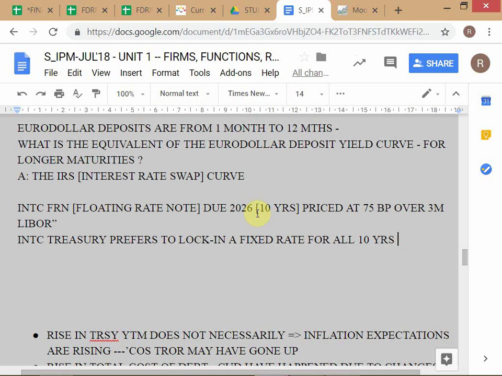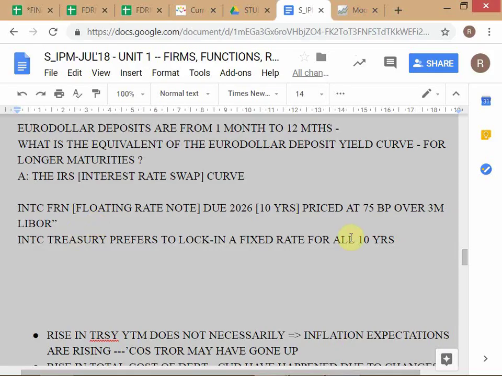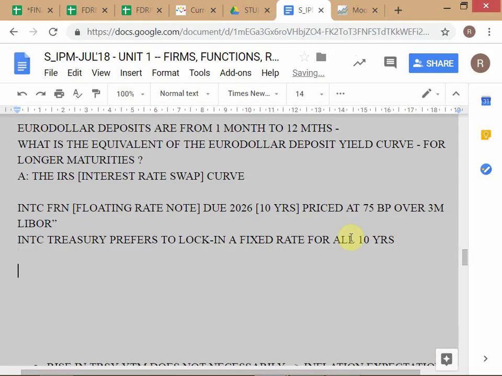Okay, so here one of the things they can do, they can do many things, but the simplest instrument they can use is an interest rate swap. Okay, so here you replace ABC Corp with Intel. So figure 2, page 7, which I keep forgetting. Okay.